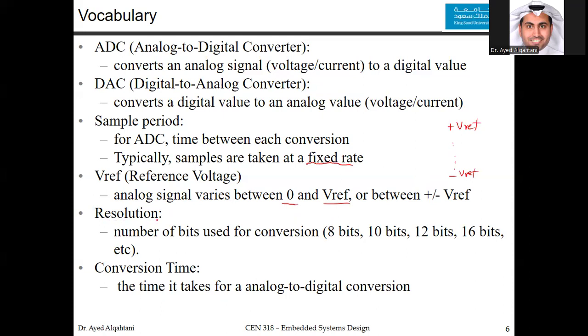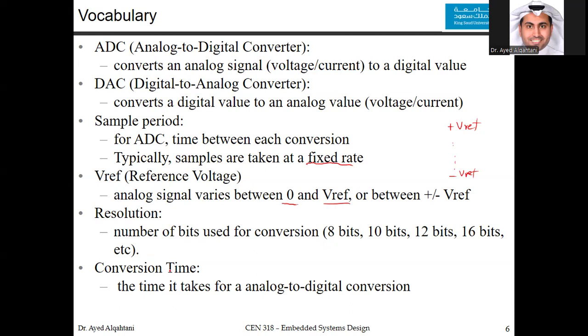Now, the resolution is the number of bits used for the conversion, associated with the y-axis, which is the amplitude. So it could be 8 bits, 10 bits, 12 bits, 16 bits, etc. for different microcontrollers. In the previous example, we found out that the number of bits used was 3 bits.